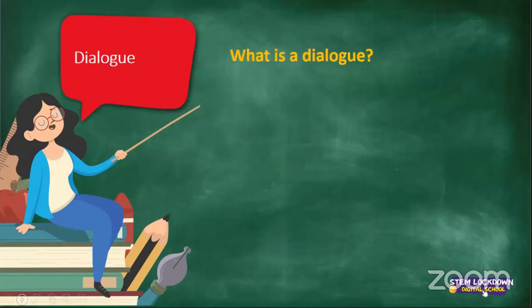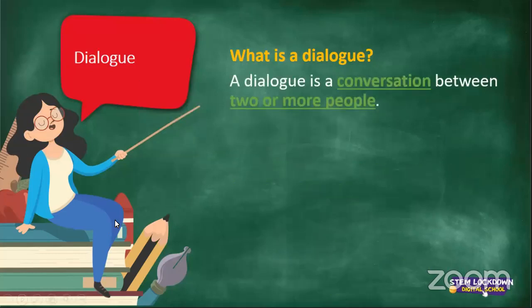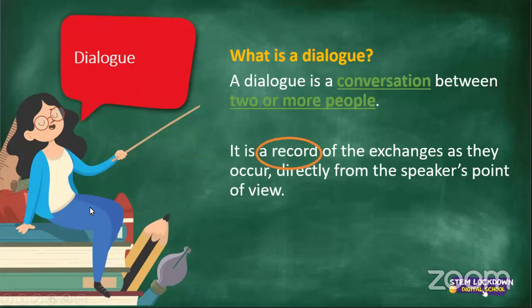What is a dialogue? If anyone wants to answer, I'm going to give you guys about 2 seconds before I give you the answer. It's very easy. A dialogue is a conversation between two or more people. So when you talk to a friend or to a brother or sister, that's basically a dialogue. But today, we'll be looking at the writing features of a dialogue. In that sense, a dialogue is called a record of exchanges as they occur directly from the speaker's point of view. So basically, when we're writing a dialogue, we're recording a conversation between two or more people.